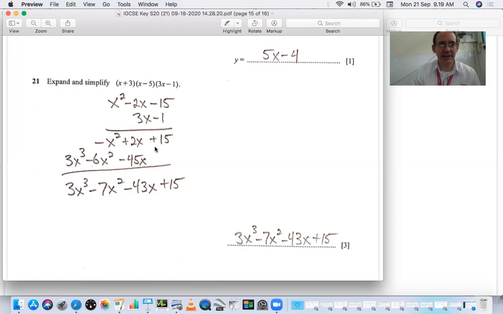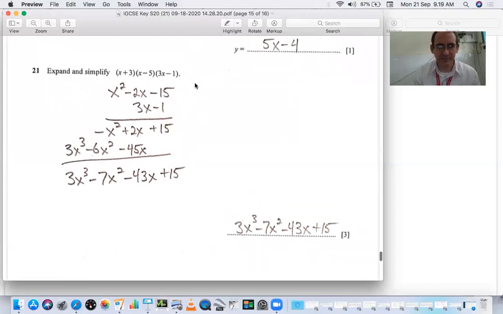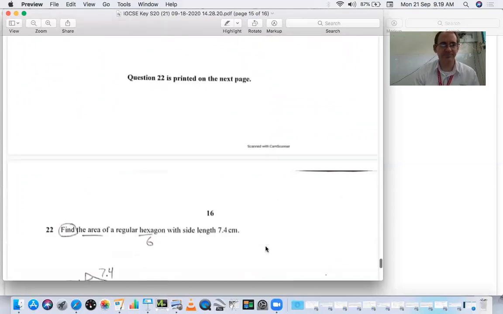So 3x times negative 15 is negative 45x. 3x times negative 2 is negative 6x squared. And 3x times x squared is 3x cubed. Then you add your like terms. Here's 15, negative 45x plus 2x is a negative 43x. Negative 6x squared and a negative x squared make a negative 7x squared. And you just have your 3x cubed. Put all those together, and there is your expanded form: 3x cubed minus 7x squared minus 43x plus 15.